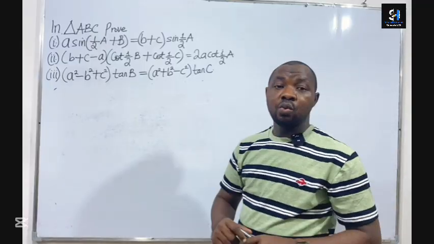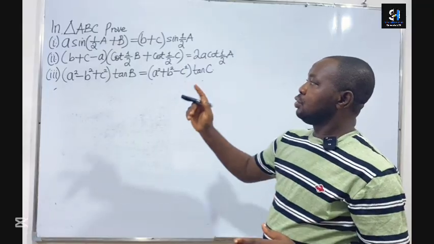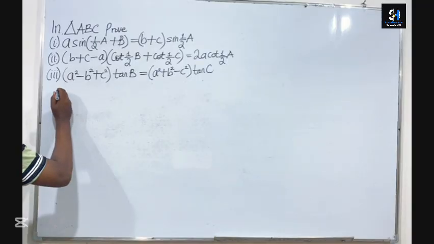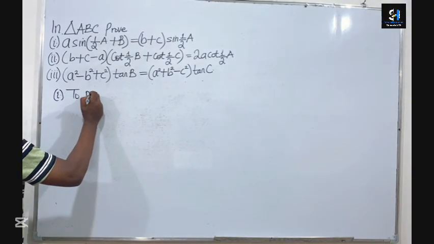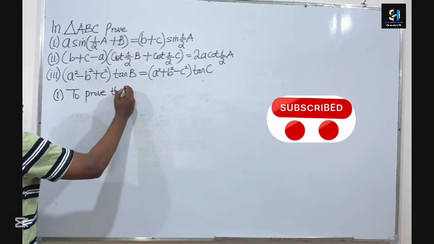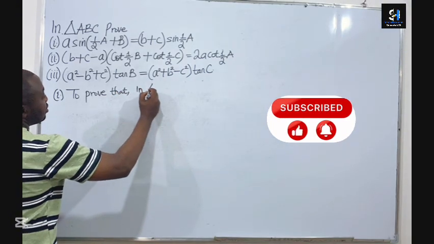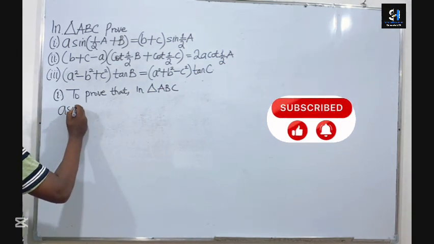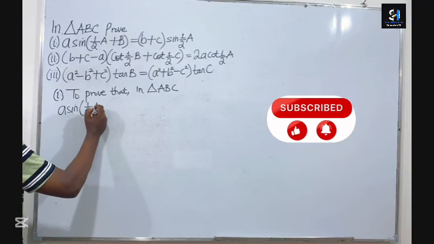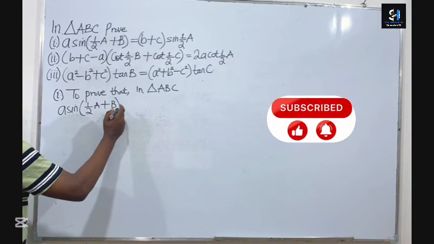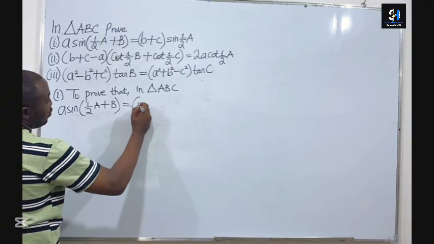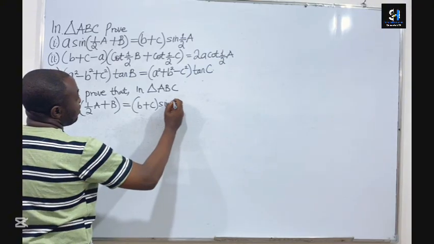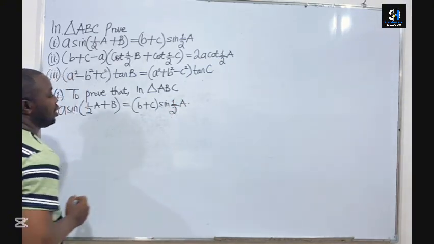We have a 3-in-1 question on the board. In triangle ABC, prove Roman numeral 1. Okay, to prove that in triangle ABC, side a sine of 1/2 of (angle A plus angle B) will be equal to (side b plus side c) multiplied by sine 1/2 of angle A.